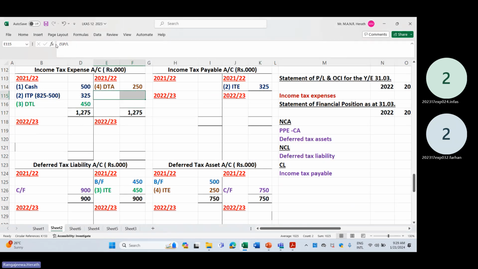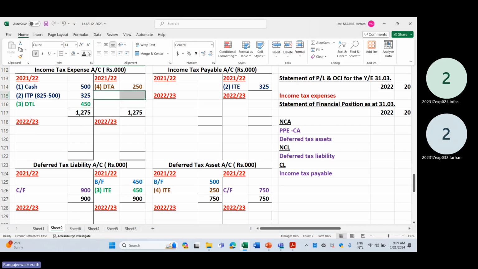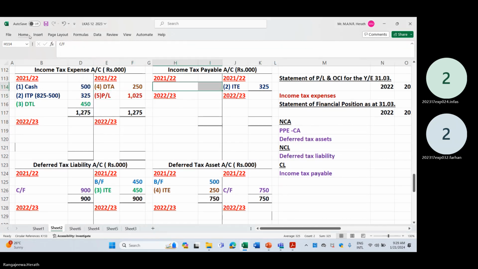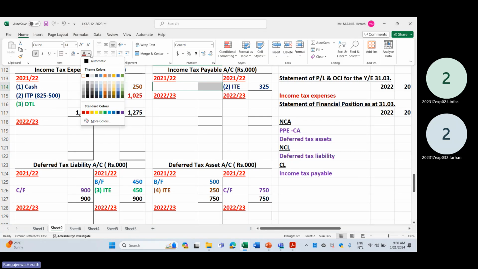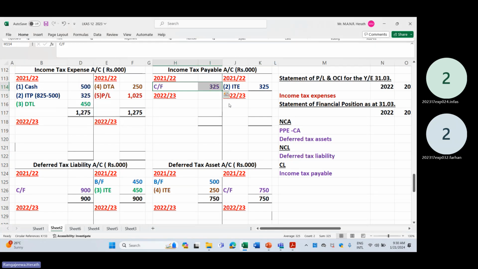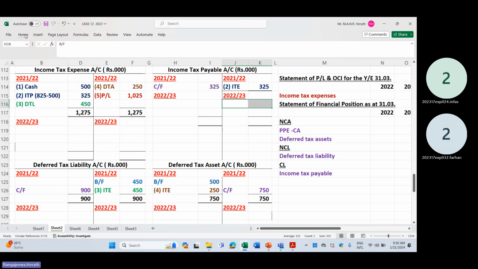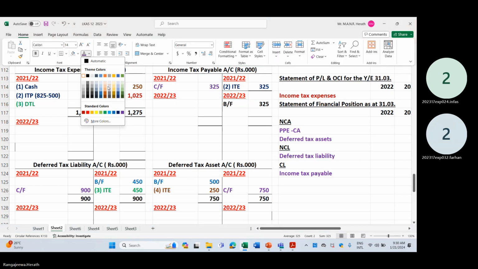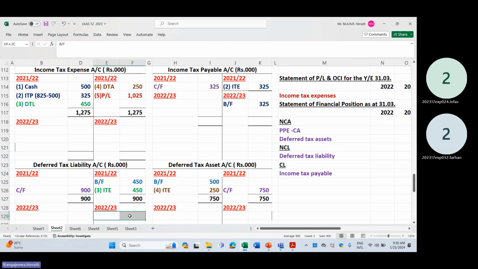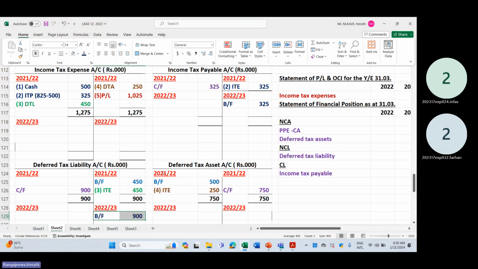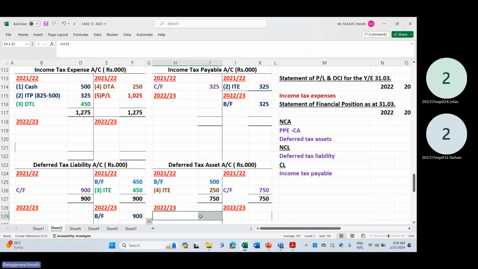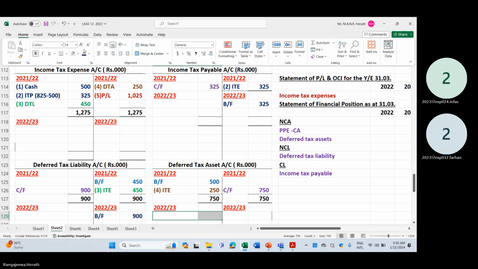So we can recognize the tax expense charge for 2022, 1025. In the tax payable account, we can carry forward the balance: balance carried forward 325, brought forward to next year 325. The deferred tax liability account can have the balance brought forward 900. The deferred tax asset account balance brought forward 750.